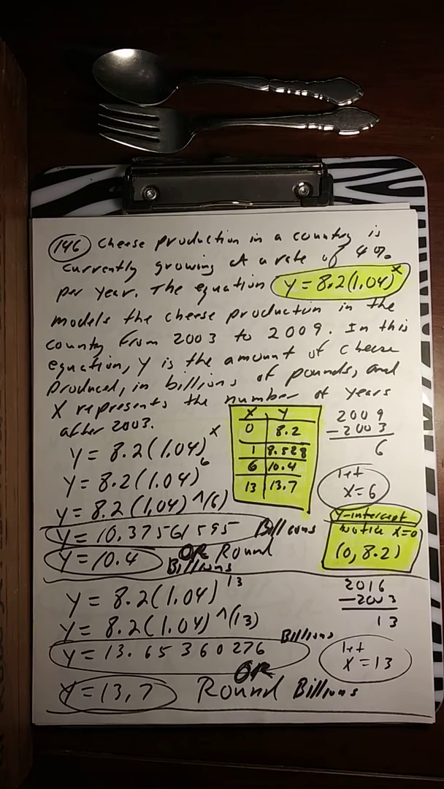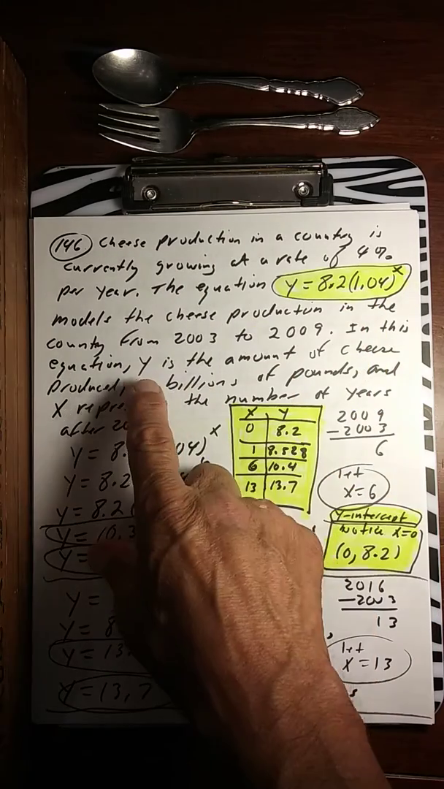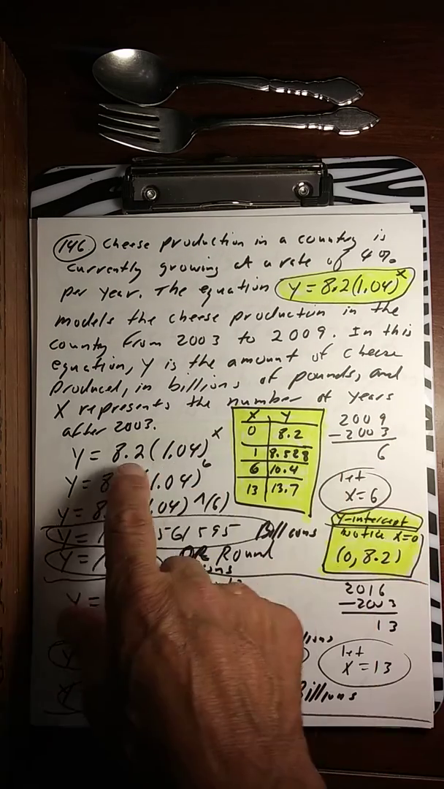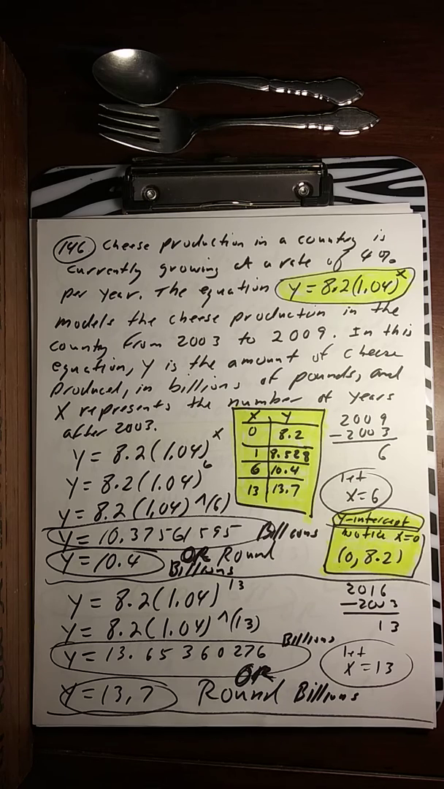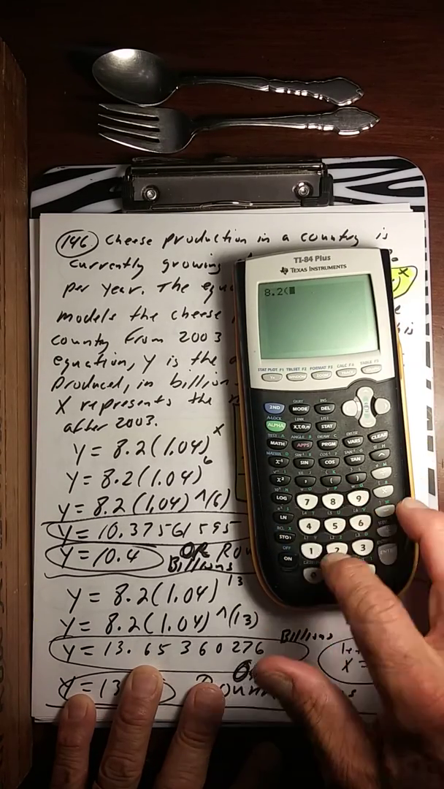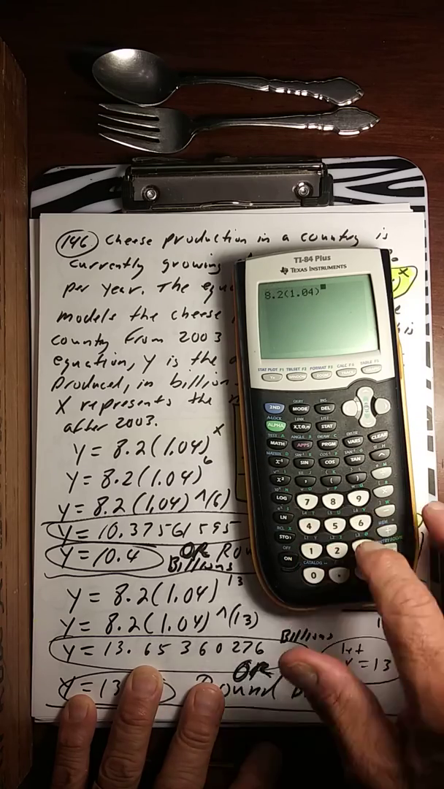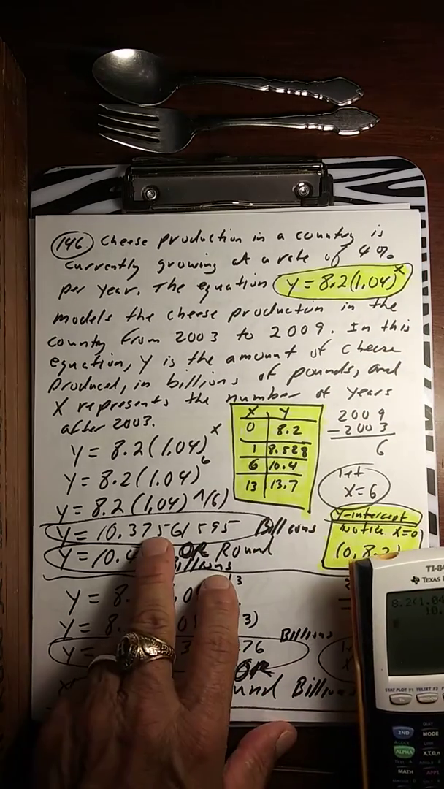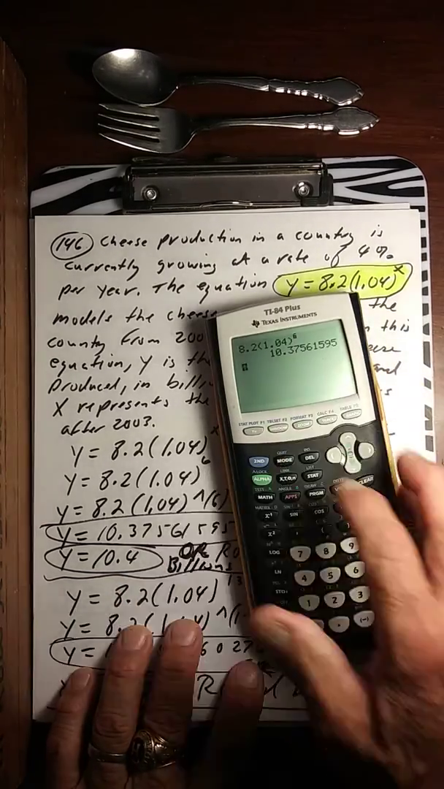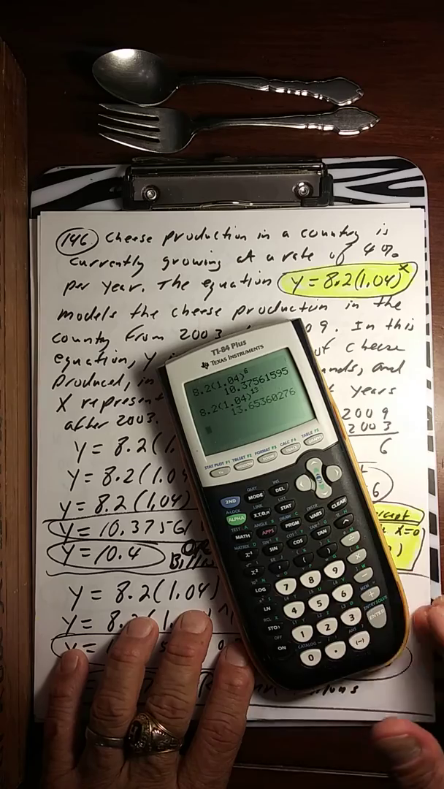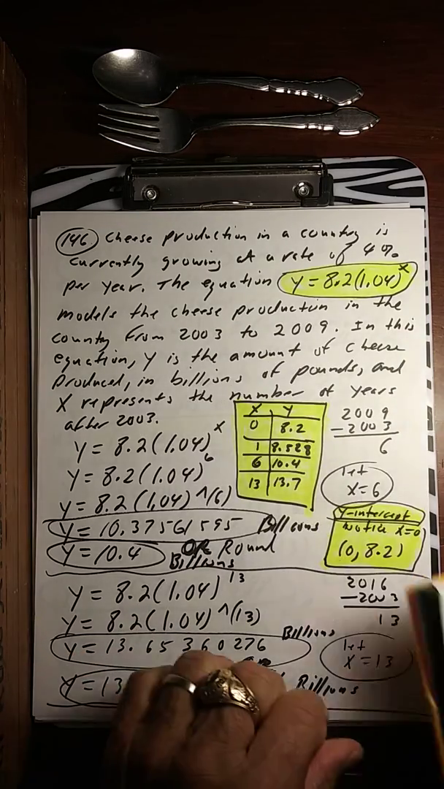Cheese production in the country is currently growing at the rate of 4%. This is a formula. What happens from 2003 to 2009? So let's subtract those numbers first. That's 6. So we can put this number to the 6th power. Put it in a calculator, of course. So 8.2 times 1.04 to the power of 6 is 10.37, which is rounded. Next number is going to be to the 13th power. Let's go back up here. 13 is going to be 13.65, rounded, 13.7.